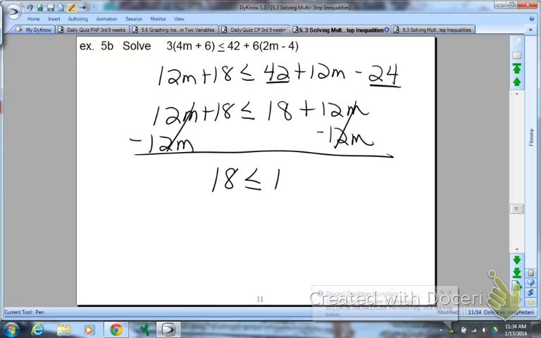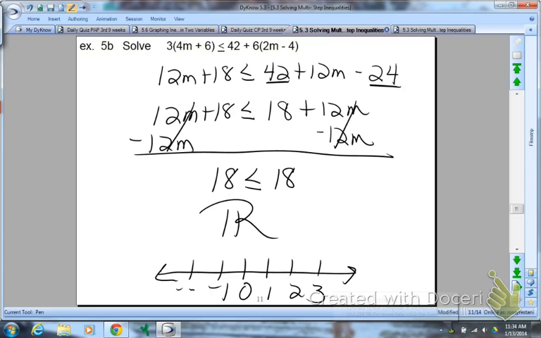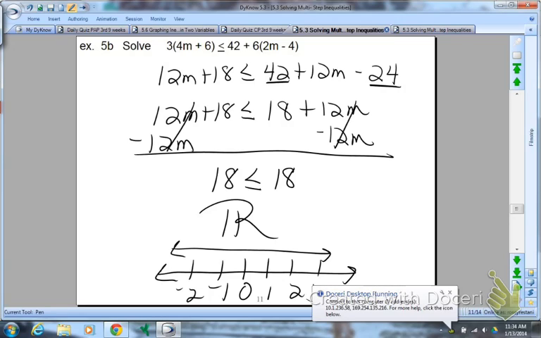18 is less than or equal to 18. Is that a true or a false statement? True statement. So when it's a true statement, what is the answer? All real numbers. Now, when you graph, what if you had to graph this? We would graph the whole number line. How would you show graphing the whole thing? Like that. I was graphing the whole thing. That means that any number works, or every single number works.